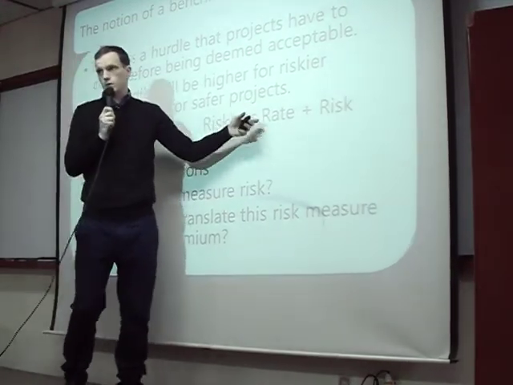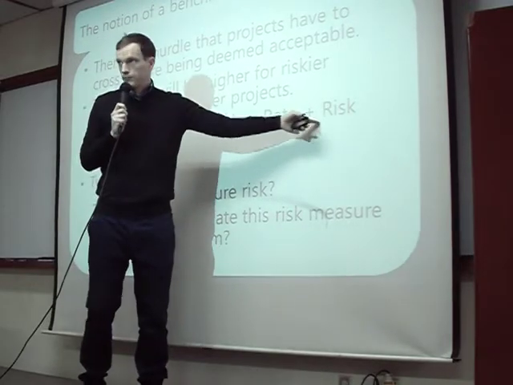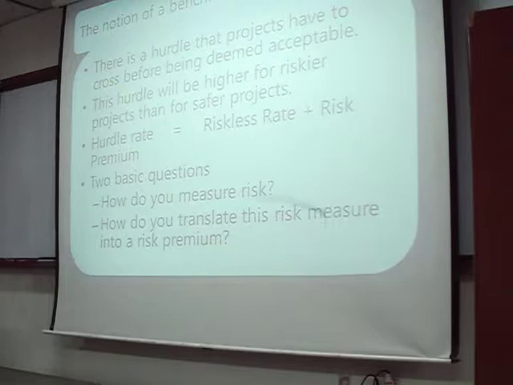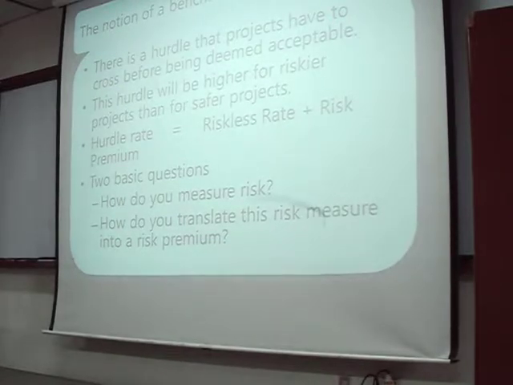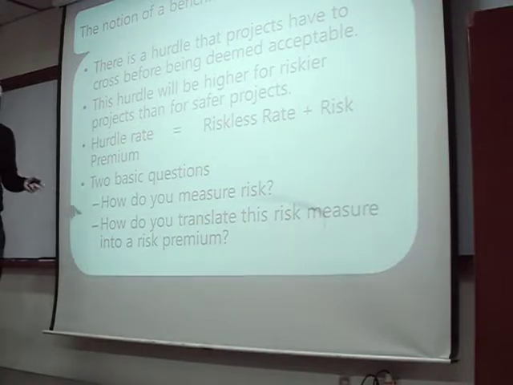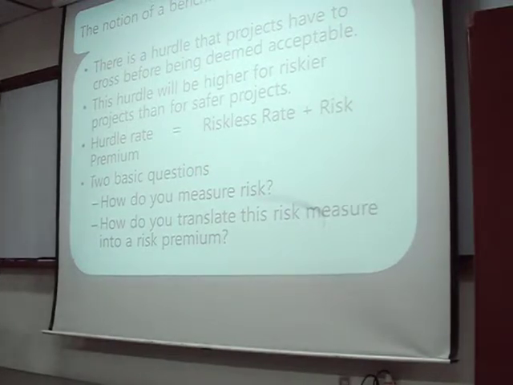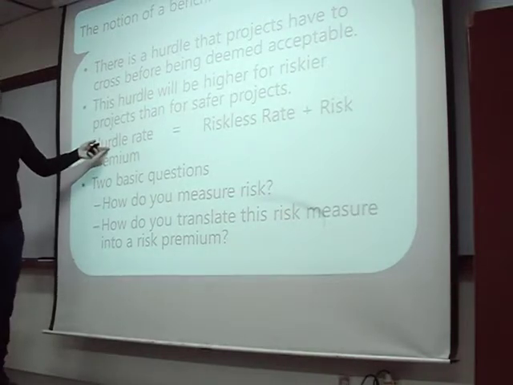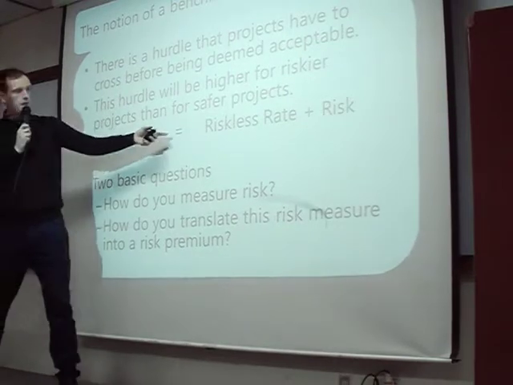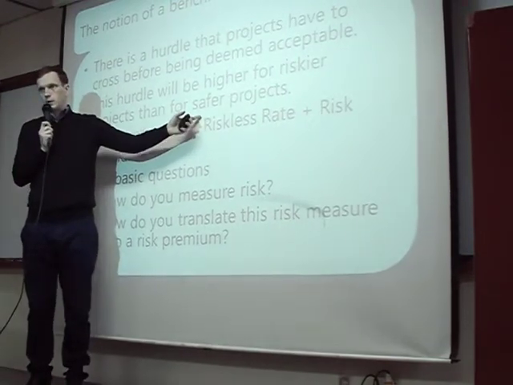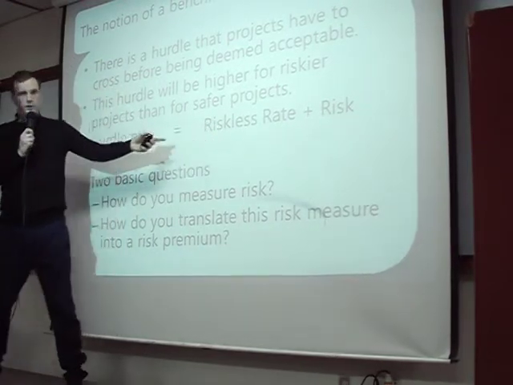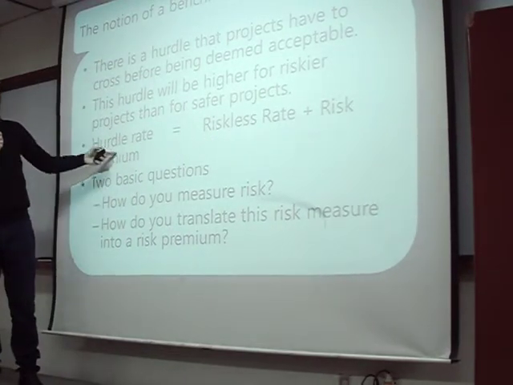So we start with the US government bond rate, and then we add on a risk premium, how risky our project or company is. So we have two basic questions. How do you measure risk? How do we translate this risk measure into a risk premium? So we want to have a number. We want to have a percent. We can make a percent for riskless rate, currently about 2% on the US government bond, if we're doing it in US dollars. So we need to find a number for this risk premium.